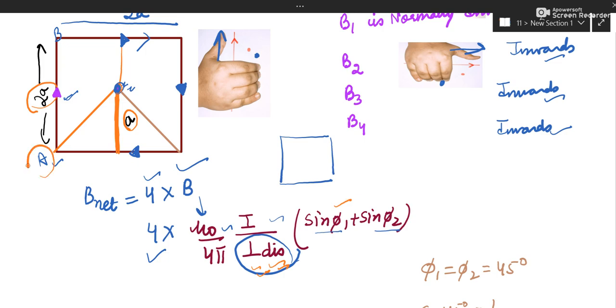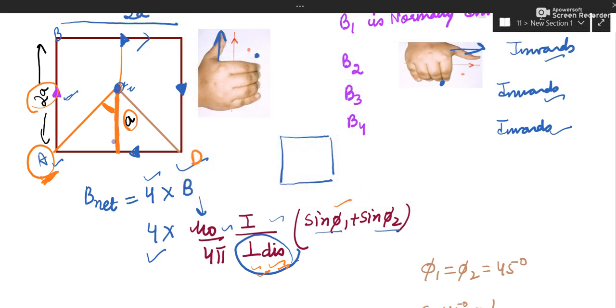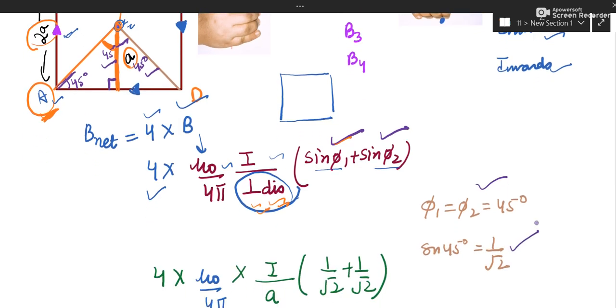Coming to sin phi 1. This wire AD, the end of this wire A, is making this angle phi 1. How much is that? This is 90. This is 45, as the diagonal of a square is an angle bisector, and the remaining will also be 45. So phi 1 and phi 2 for this square will be 45 and 45. Substitute 45. Sin 45 is 1 by root 2.